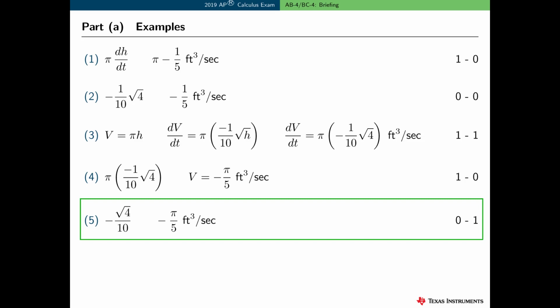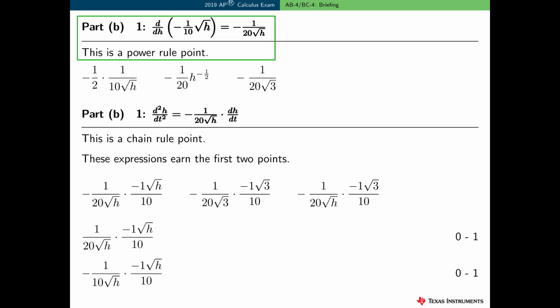And in example 5, the student has not written enough to convey the derivative of V with respect to t. However, they do have the correct answer with minimal supporting work. So this response earns 0, 1. Part B was worth 3 points. Now, we expect the student to start this problem by finding d squared h over dt squared. So in this process, the first point is for evidence of correct use of the power rule. Here are 3 expressions that all earn the first point.